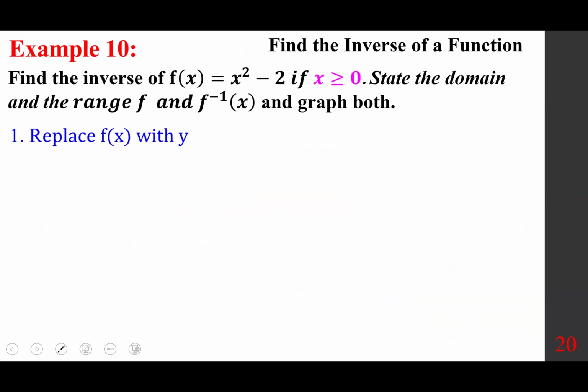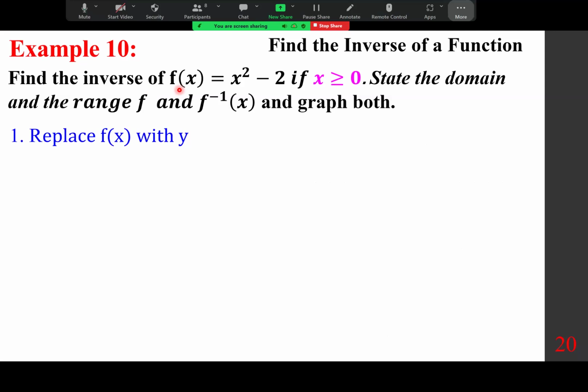We want to continue finding an inverse of a function. Find the inverse of f of x equals x squared minus 2, if x is larger than or equal to 0. State the domain and range of f and f inverse and graph both. Again, notice y or f of x equals x squared minus 2 is not a one-to-one function.